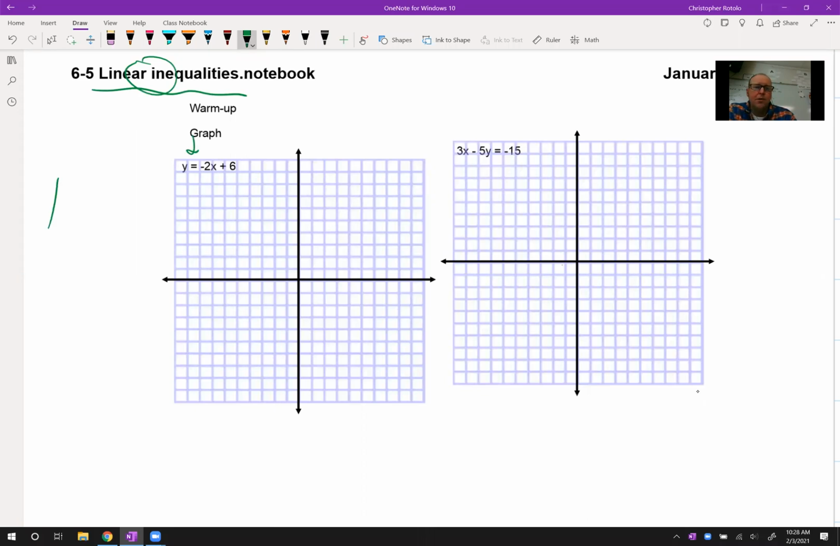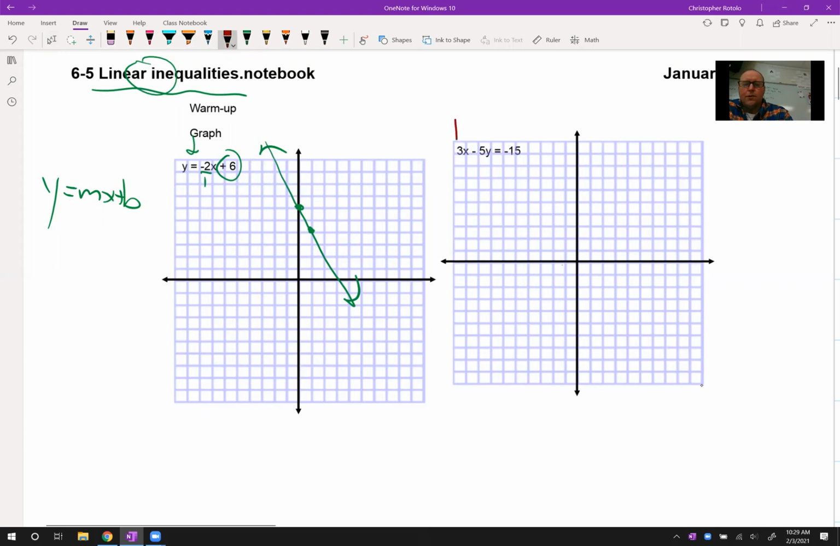First one is in slope-intercept form. Y equals mx plus b. So I'm going to use that positive 6. 1, 2, 3, 4, 5, 6. And then use my slope of negative 2 over 1, down 2, right 1, connect them, and that's all I have to do. Remember doing that? Okay, and let's grab our next one here.